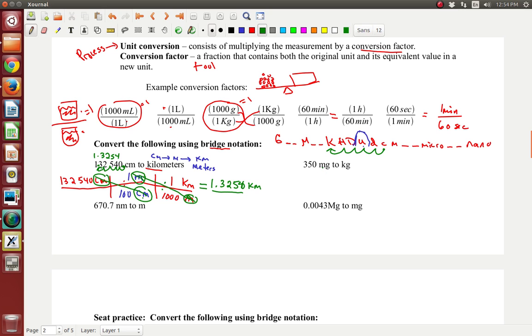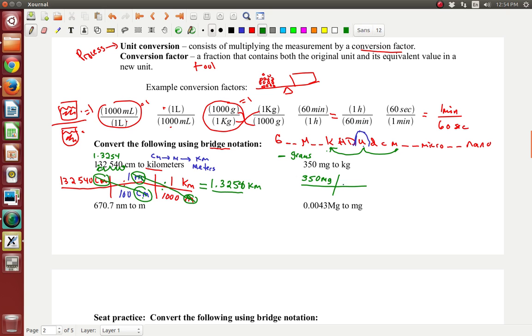Now let's try another one. This time we have 350 milligrams to kilograms. So erase this line. Go back. Okay, 350 milligrams is right here, and kilograms is right here. So I have to go back through the unit and back to the new one. So always if I go from one side to the other, this way or this way, I have to go through the base unit. And the base unit in this case is grams, because we're talking about grams with no prefix in the front. So I'm going to start off writing, using bridge notation, 350 milligrams, and draw the bridge and the support.